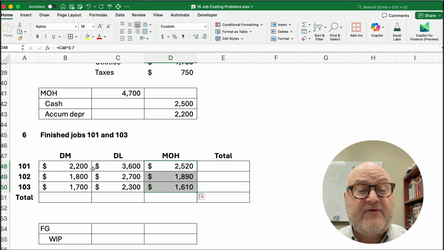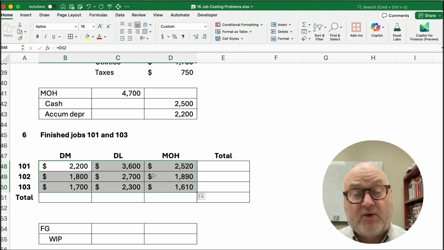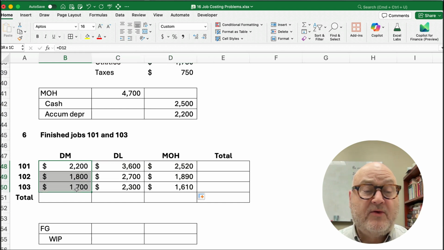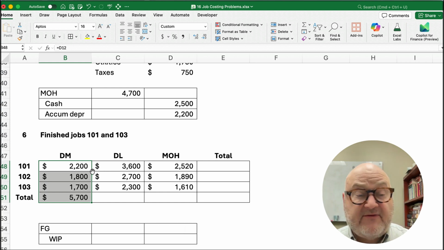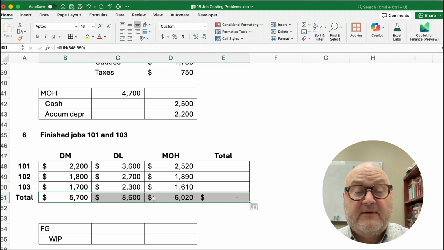So now we have, for each of our jobs, materials, labor, and overhead, and we need to figure out the total here. So we can do the total of materials and labor and overhead. Okay, so let's do this. We can take the total, that's 5,700. We can add this up all the way across. 8,600, 6,200. We can do the same thing all the way across here.